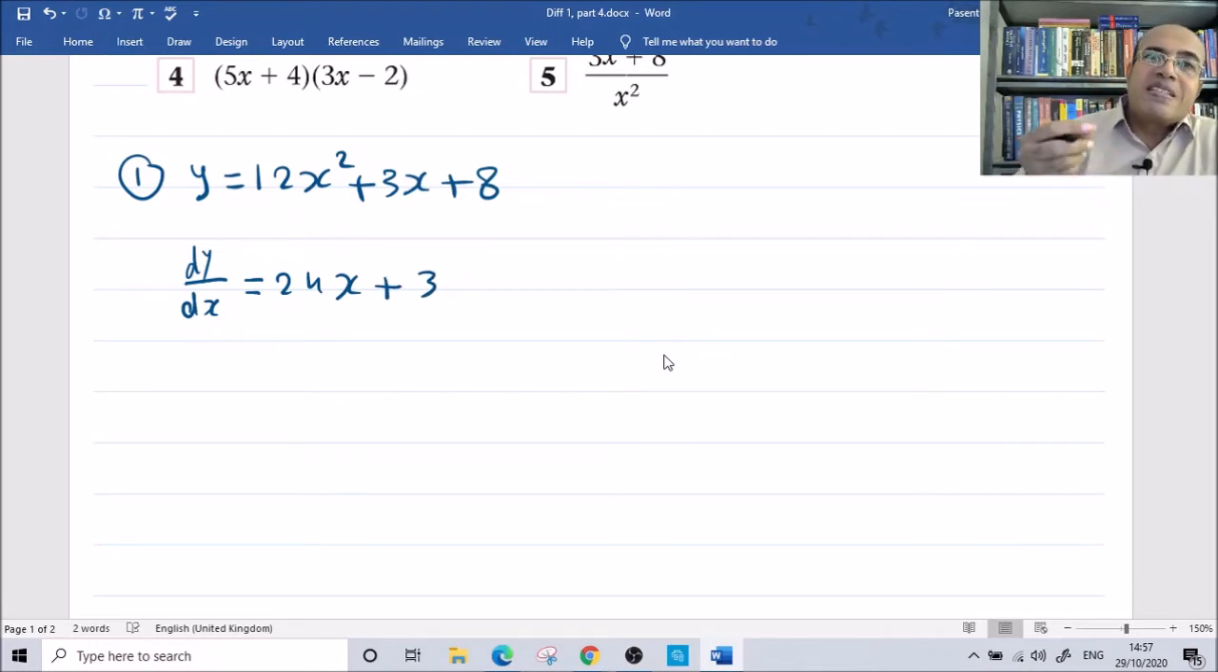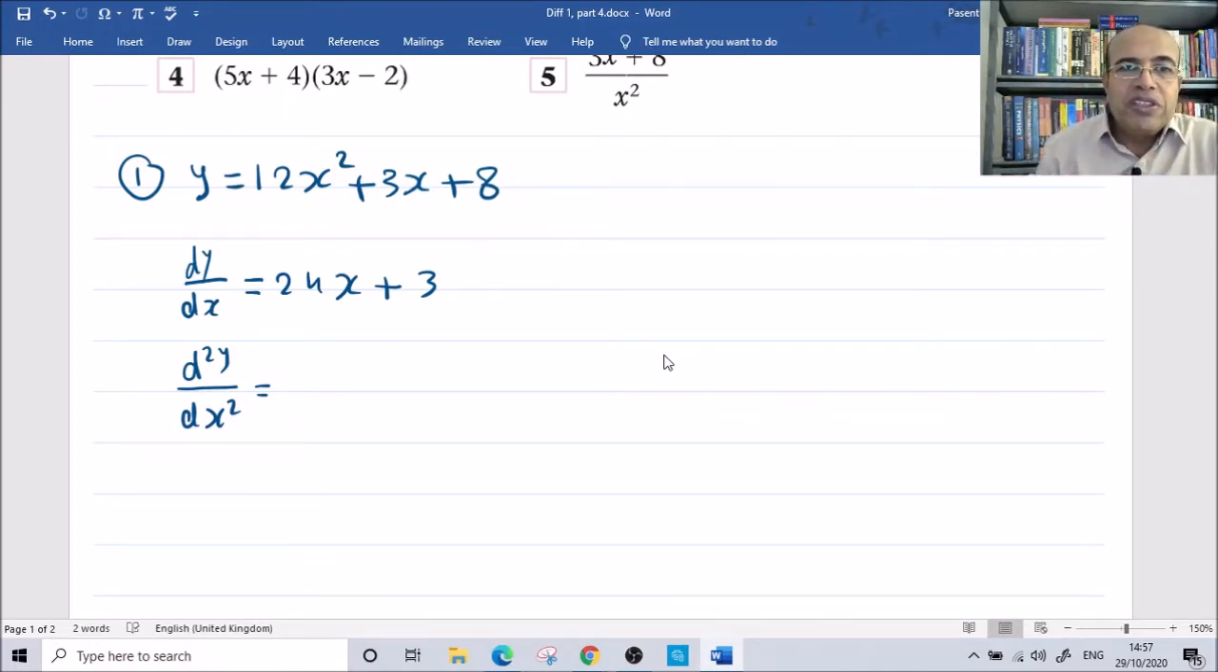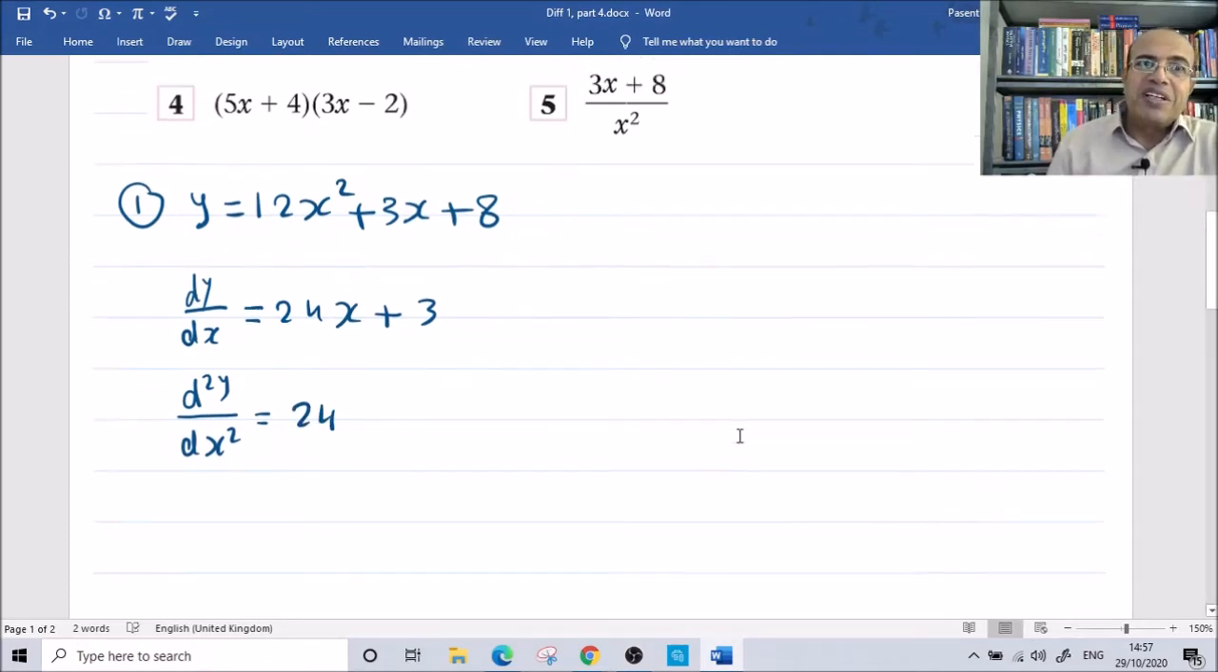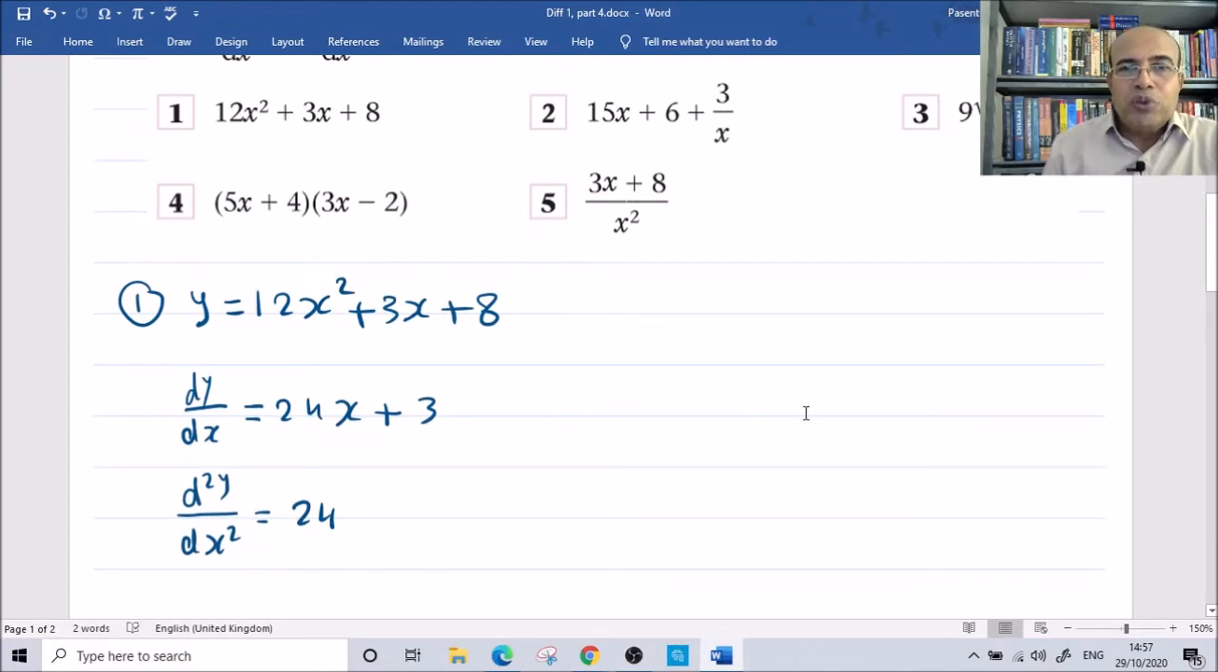What about the second derivative? The second derivative is denoted by d2y by dx2. So we differentiate dy by dx. Differentiation of 24x is 24. Differentiation of 3 is 0. Finished.